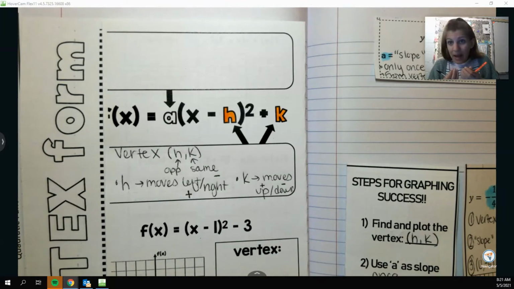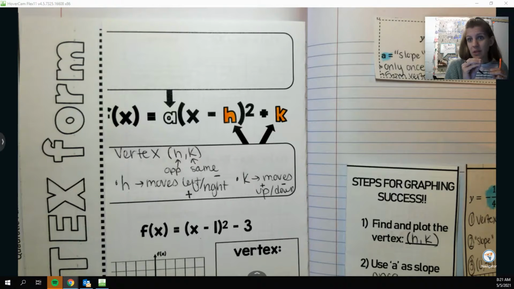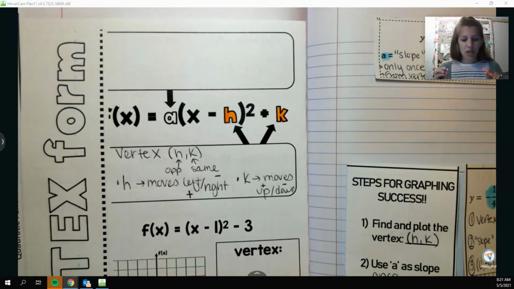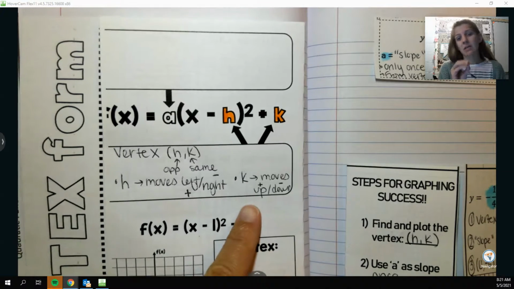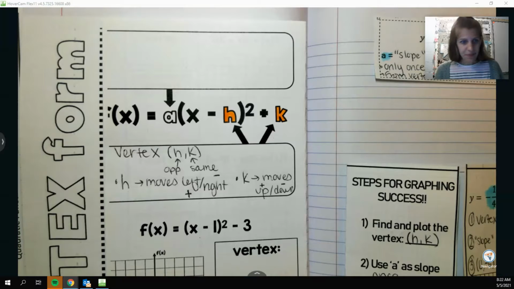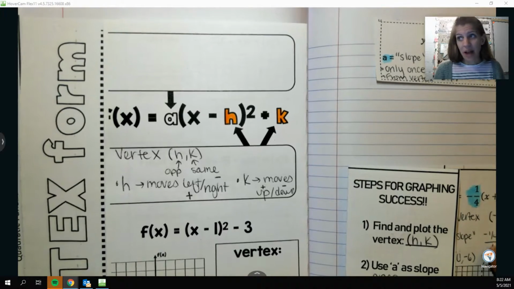So when I combine those two things together, that sort of puts us exactly where we need to be. Like if I move left and then up, that is exactly where my vertex goes. So H is moving me left and K is moving me up, or whatever. So that's super important to find.